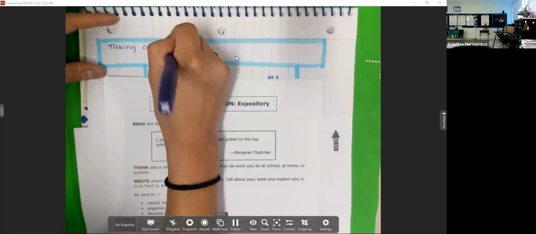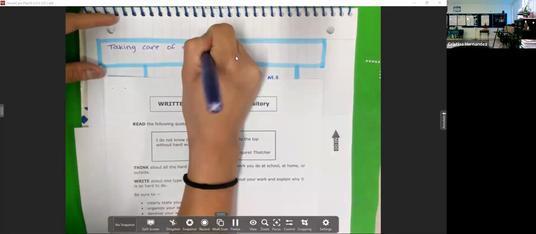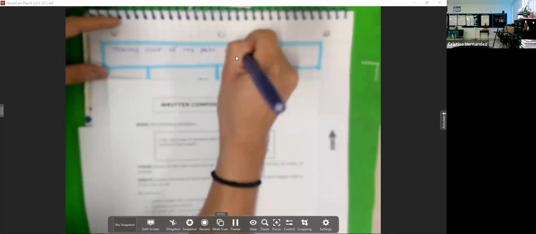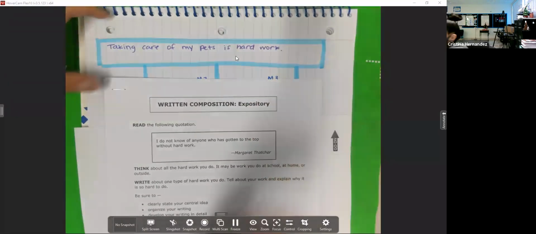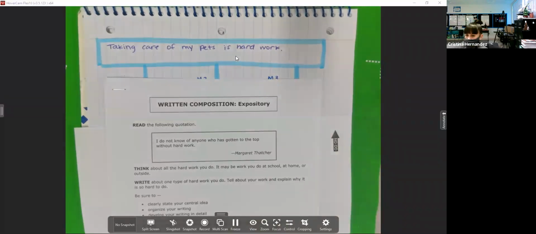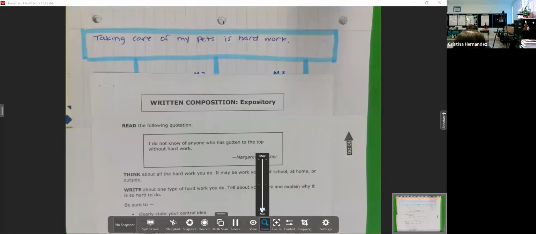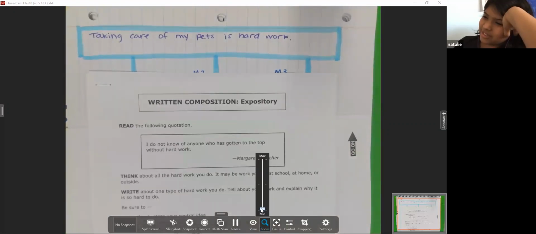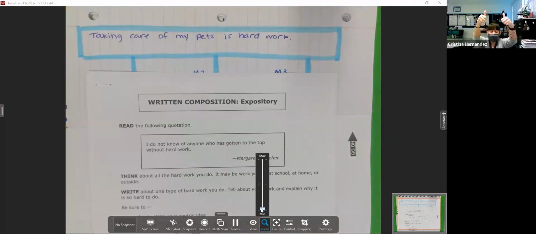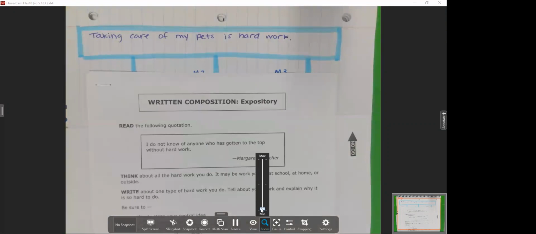Taking care of my pets is hard work. Taking care of my pets is hard work, right? Let me zoom in a little bit for y'all. So y'all should be filling this in. Taking care of my pets is hard work. I wrote taking care of my cousins is a big responsibility and hard work. Yes. It's kind of like hard work because he's that bunny and I always have to feed him and then he'll get out of his cage.